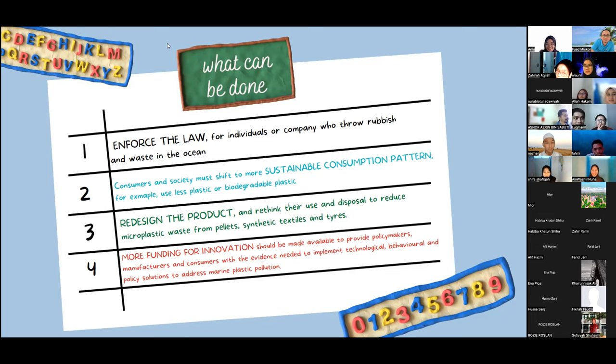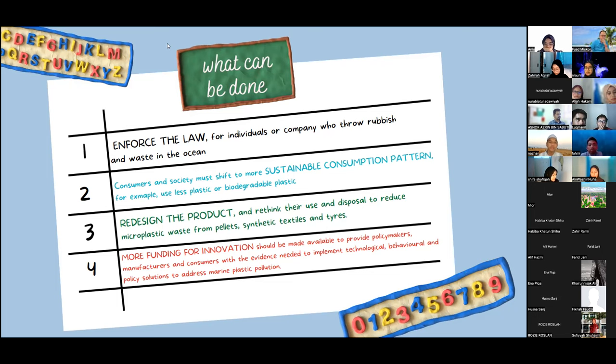And second, consumers and society must shift to more sustainable consumption patterns. For example, use less plastic. Obviously, use less plastic, or use more biodegradable plastic. As we all know, technology nowadays is very advanced, so it's our choice to use more biodegradable plastic. And third one, redesign the product and rethink its use and disposal to reduce microplastic waste from pellets, synthetic textiles or tires. So this is more for the companies making the tires and so on. They have to rethink their product on how to make plastic more reduced or easier to dispose of.